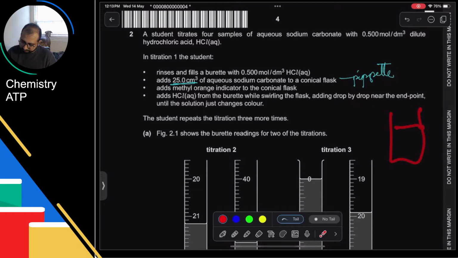Conical flask or beaker? They haven't told us. Sodium carbonate is alkali, so it's going to be yellow, and then as you add the acid, it's going to turn red eventually when the equivalence point hits. Okay. Add HCl from the burette while swirling the flask.